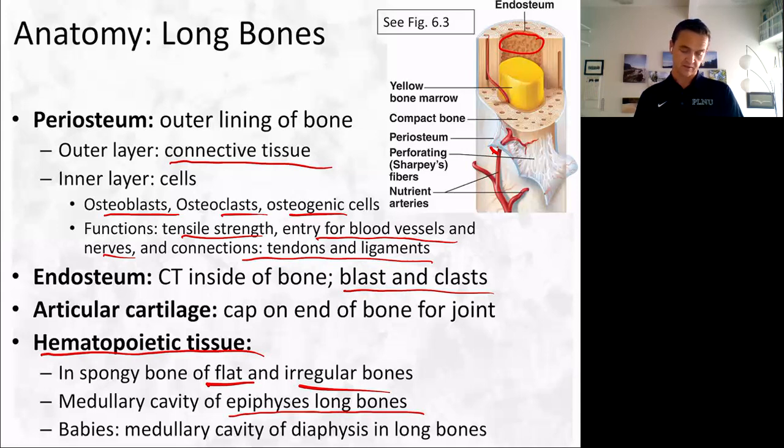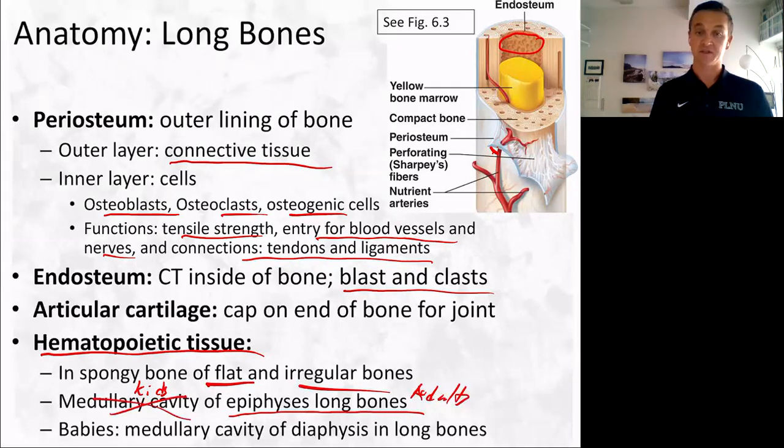yeah, that's a little bit confusing. The medullary cavity would be in kids only, but then in adults, it's going to be in the epiphyses. So this part shouldn't really say medullary cavity. It should just say epiphyses of long bones. That's what we have. And then in babies, we have it also in the medullary cavity of the diaphysis of long bones.